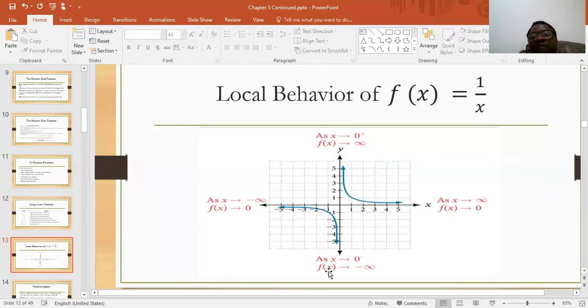Let's consider the function f of x equals 1 over x. The graph of the function is given below, and we can see that as x tends to negative infinity, f of x tends to 0. As x tends to 0 from the left, f of x tends to negative infinity. 0 from the left is the negative part. It approaches 0 from the negative side. As x tends to infinity, f of x tends to 0. And as x tends to 0 from the positive side, f of x tends to positive infinity.